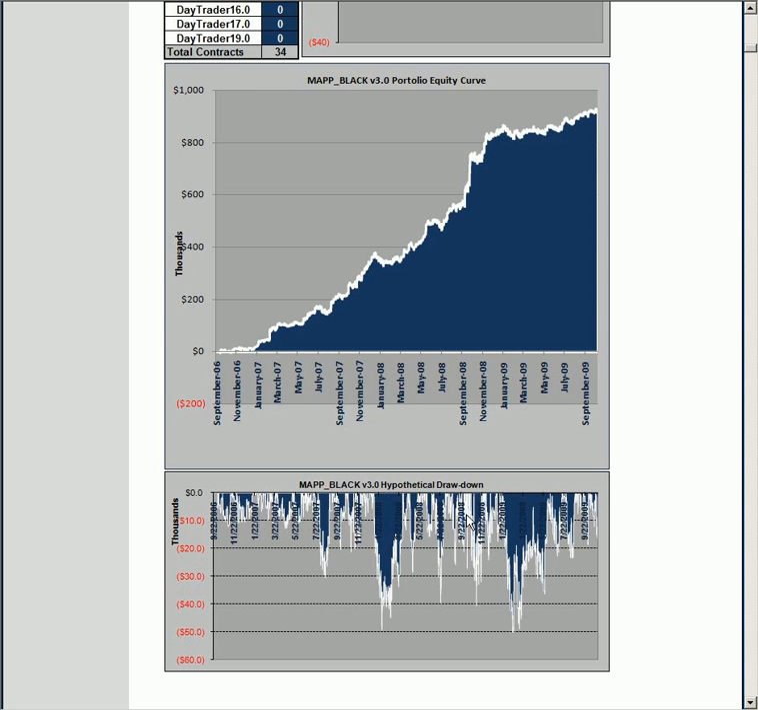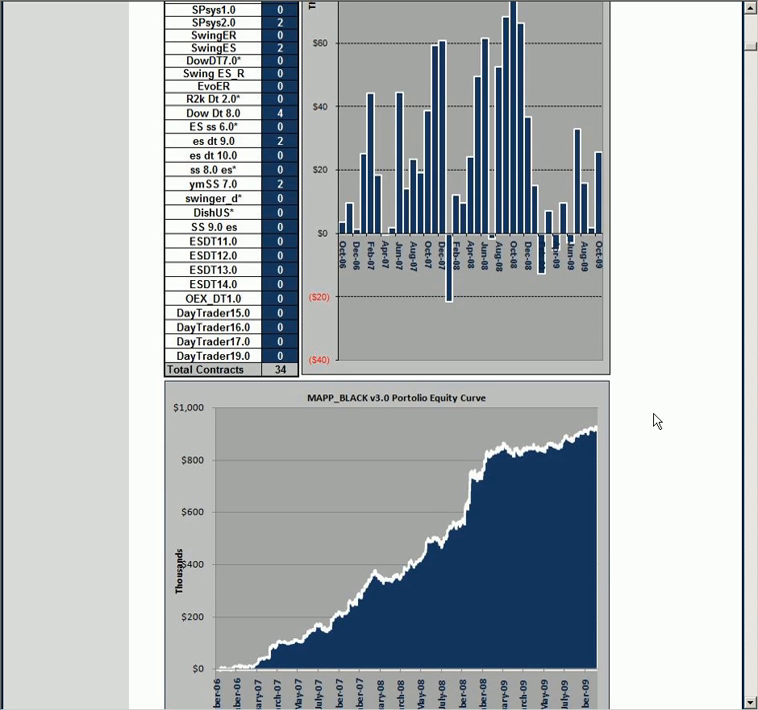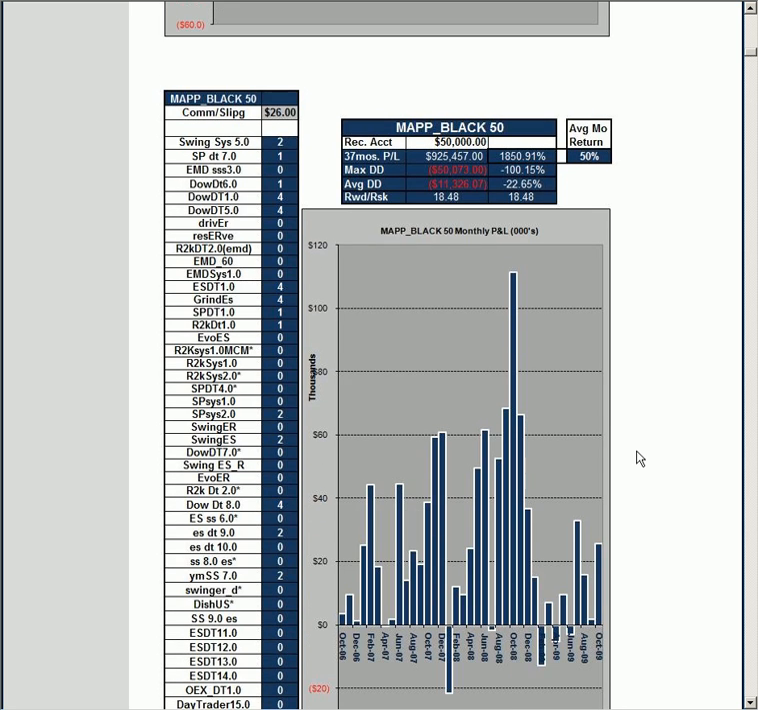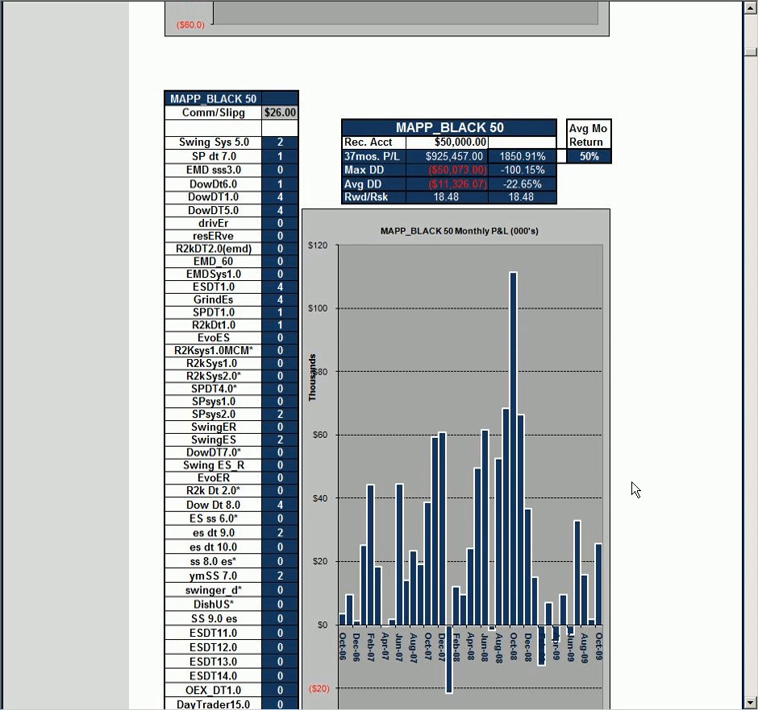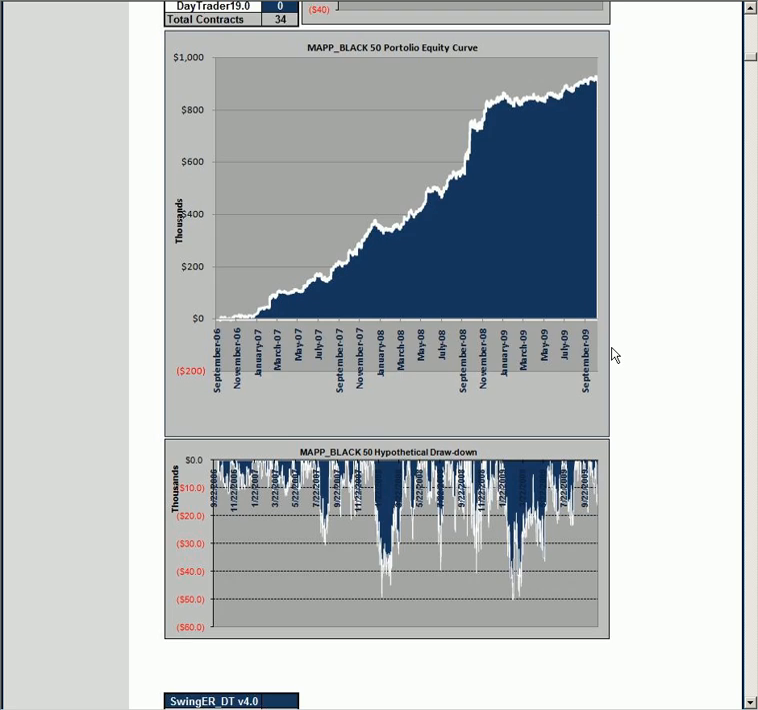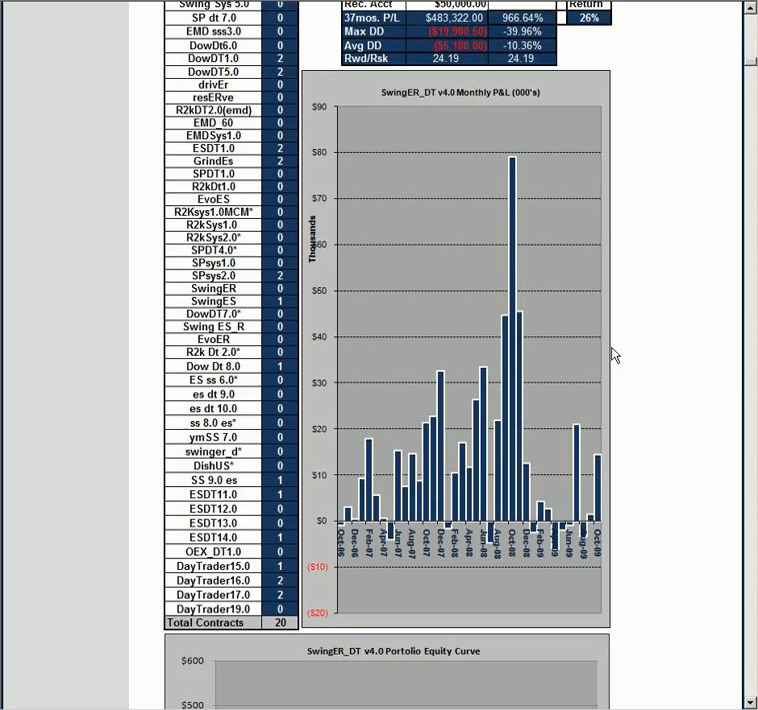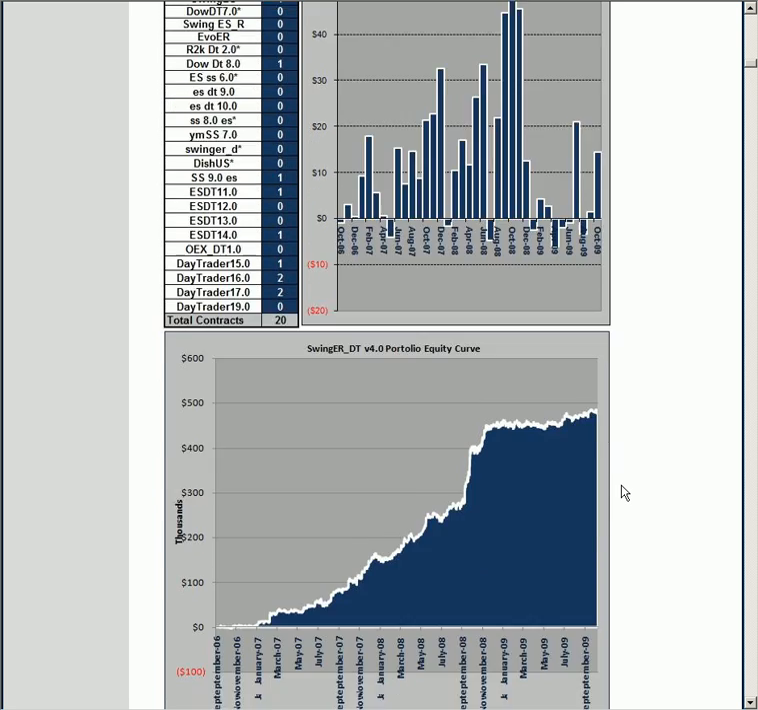These are our drawdowns, and that's the equity line. And this is the monthly profit or loss. We actually have a Map Black 50 now. We have introduced that. For just a $50,000 account, you can trade that portfolio. It's very aggressive, although of course we are risk speculation, and we do have a lot of people who are interested in higher risk and higher return. Of course, the return has doubled at 1,850%. And there's a Swinger DT 4.0 putting up a very nice month in October.